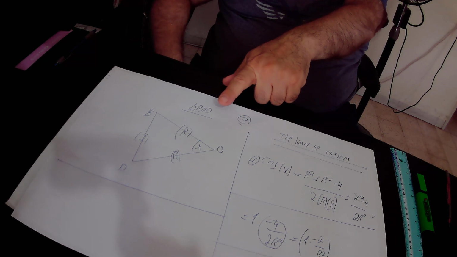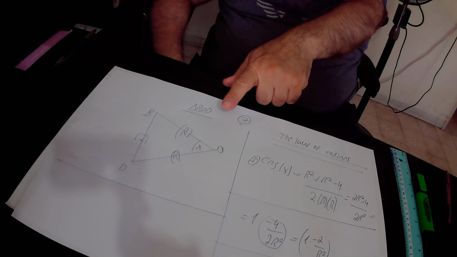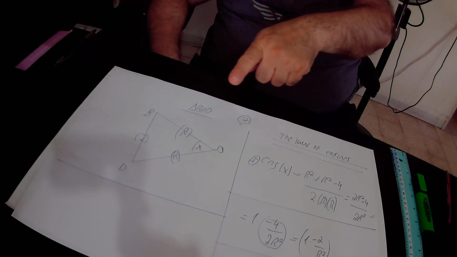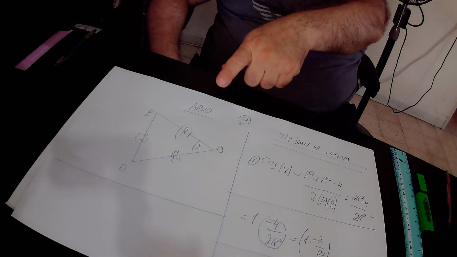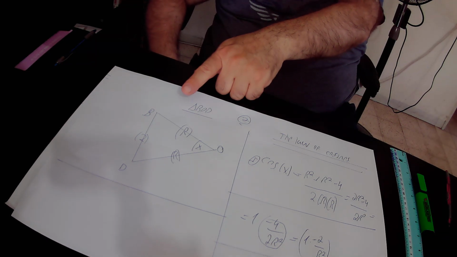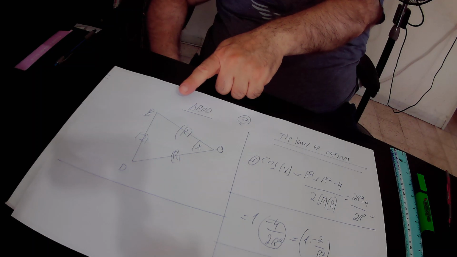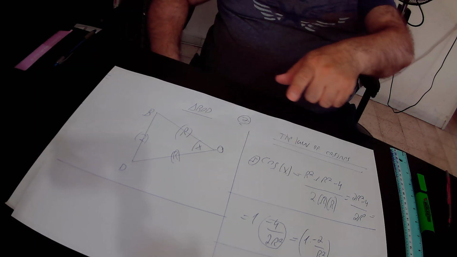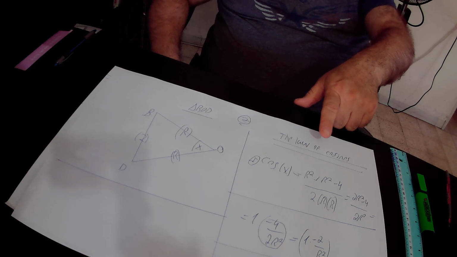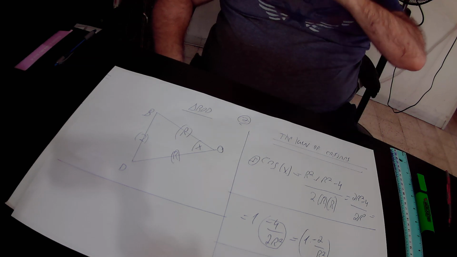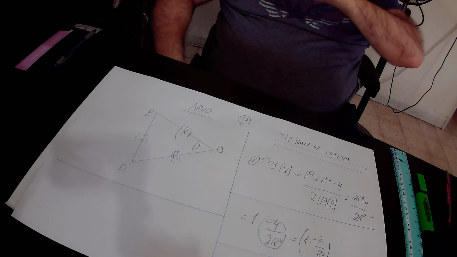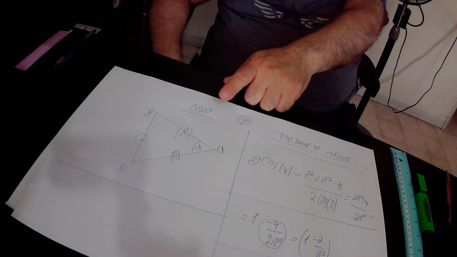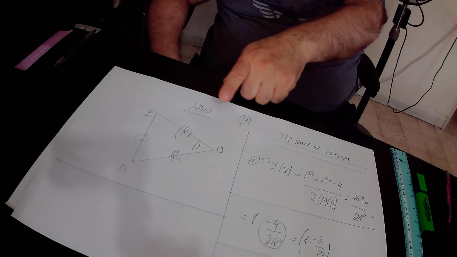BO is R, therefore BO squared is R squared, plus OD squared. OD is R, therefore OD squared is R squared, minus BD squared. BD is 2, therefore BD squared is 2 squared, that is 4. So in total, in the numerator of this expression, we have R squared plus R squared minus 4. And we have to divide it by 2 times OB times OD.